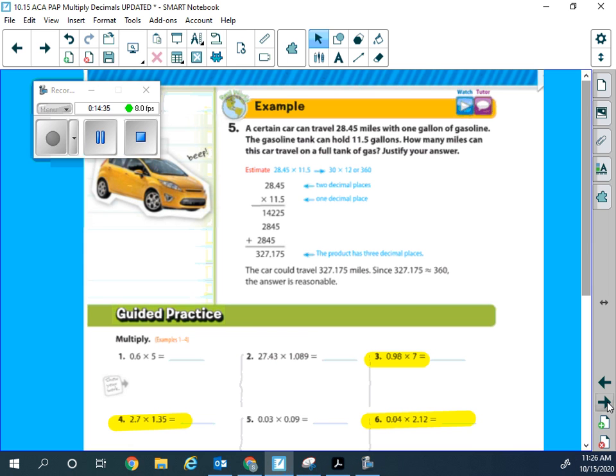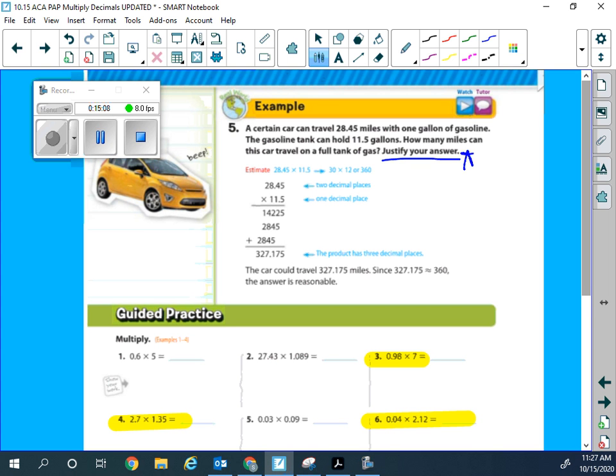So now we're going to put it in a real world context. It says a certain car can travel 28.45 miles with 1 gallon of gasoline. The gasoline tank can hold 11.5 gallons. How many miles can this car travel on a full tank of gas? Justify your answer. Okay, first of all, when you see justify your answer, what does that mean? Well, it can mean show your work, how you got it. Justify your answer means kind of, does your answer make sense?